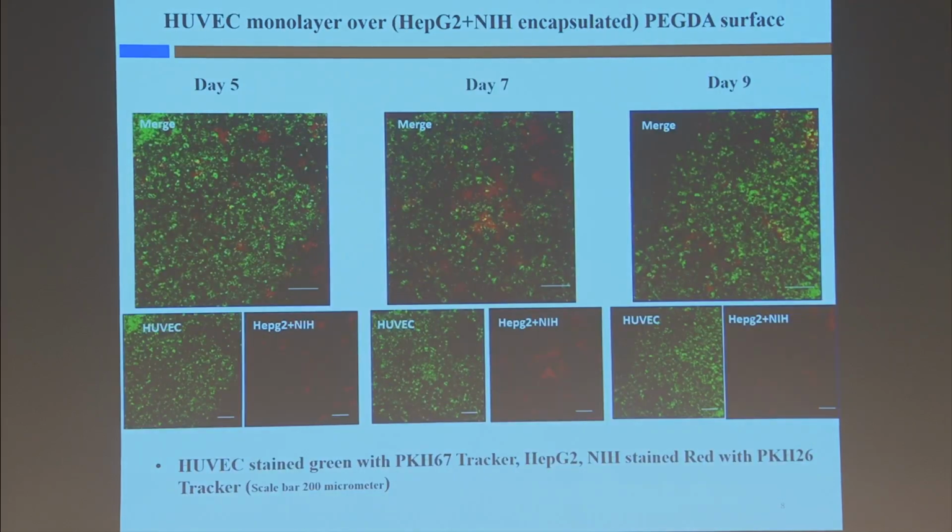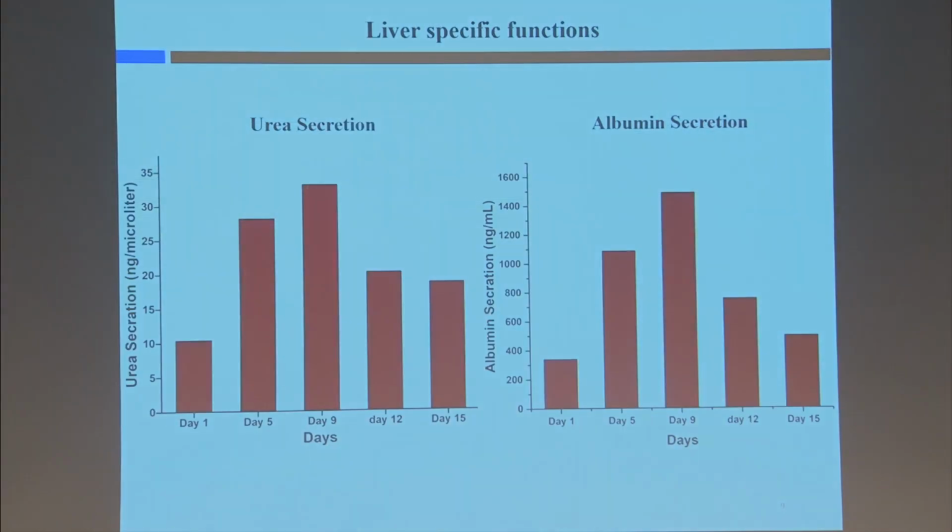We have also tracked these monolayers with the green tracker, and these encapsulated cells with the red tracker. So we can clearly see the difference, how these HUVEC monolayers are covering the upper surface of the hydrogel, and the red cells are showing the cells encapsulated inside the hydrogel.